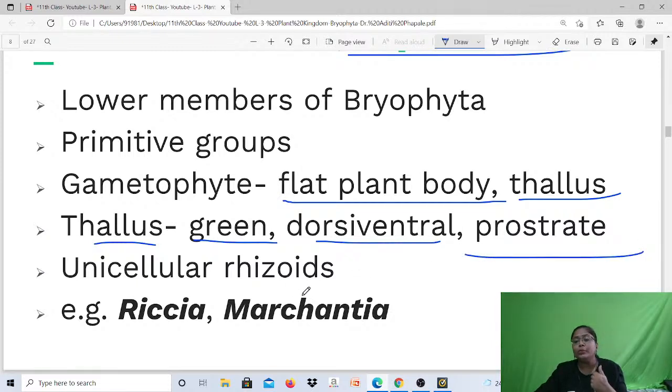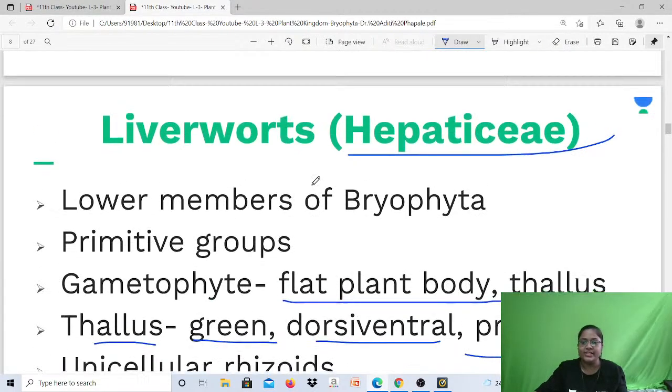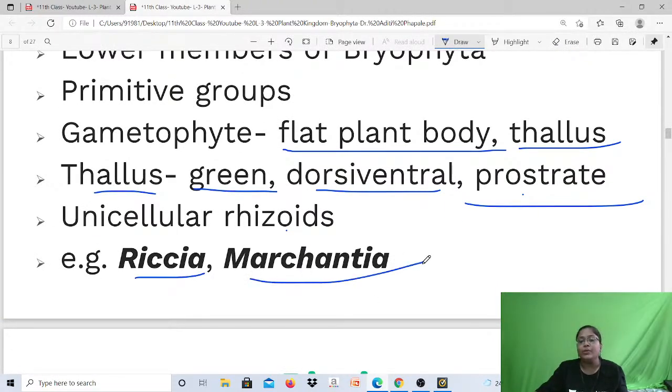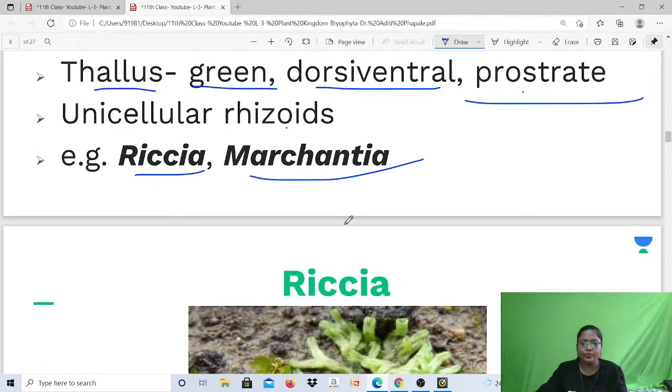Thallus is prostrate. What do you mean by prostrate? It is parallel to the ground surface. Erect hota hai and prostrate hota hai. Erect matlab seedha, 90 degree angle to the ground surface. Prostrate means these plants grow parallel to the ground surface, horizontal or lateral to the ground surface. And then unicellular rhizoids. These rhizoids are unicellular, single cell structures. Example of liverworts: Riccia and Marchantia. Always remember these examples. They are asked in exams.